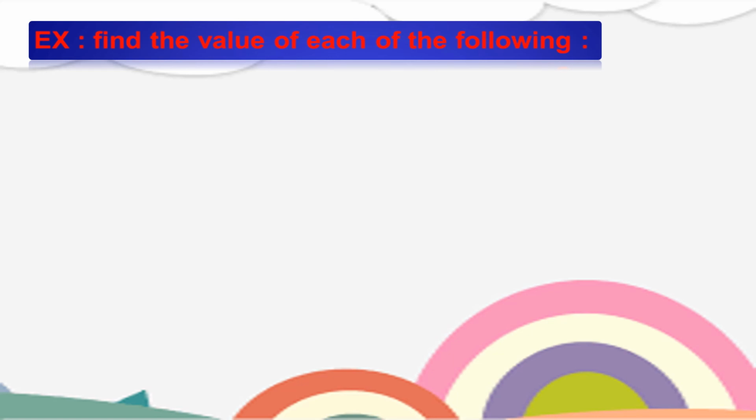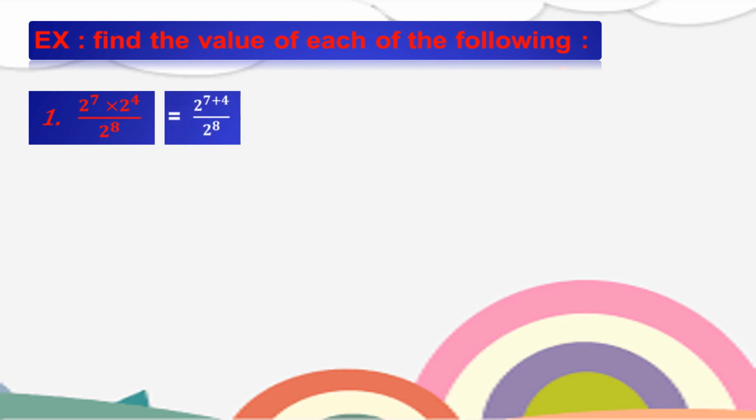Exercise: find the value of each of the following. Number 1: 2 to the power 7 times 2 to the power 4 over 2 to the power 8. Firstly, I have in the numerator multiplying the same base, right? So I will add the power. So that's equal 2 to the power 7 plus 4 over 2 to the power 8, the same. That's equal 2 to the power 11 over 2 to the power 8.